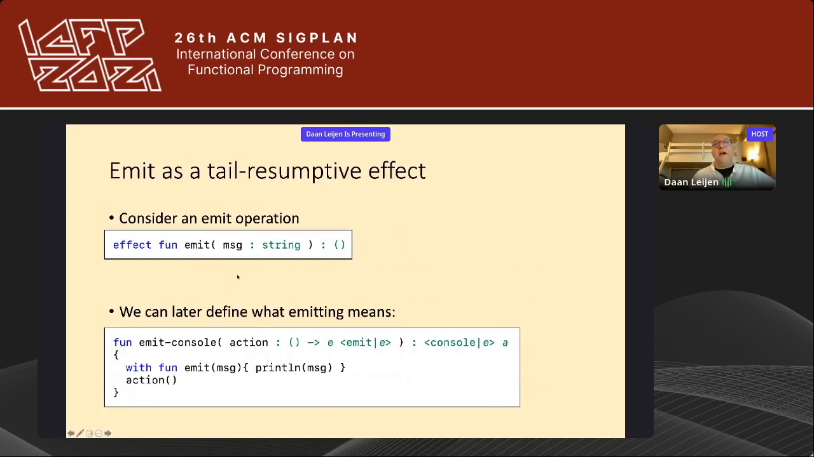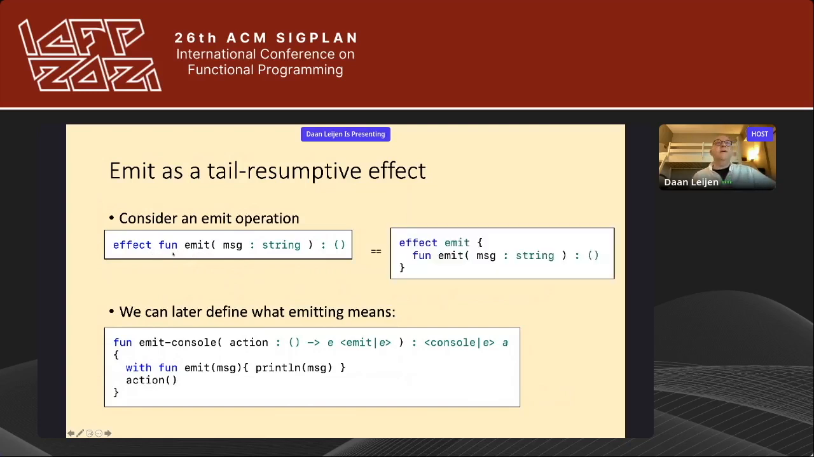So here's a nice example of that. I think that is common in many languages. You want to emit something or log something, so you want to have an effect that emits. Actually, it's again a nice shorthand. If you just say effect and then immediately give an operation, it implicitly defines a type of the same name as the operation, and then you can use that.